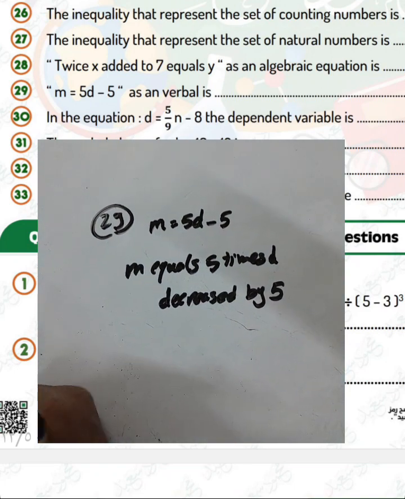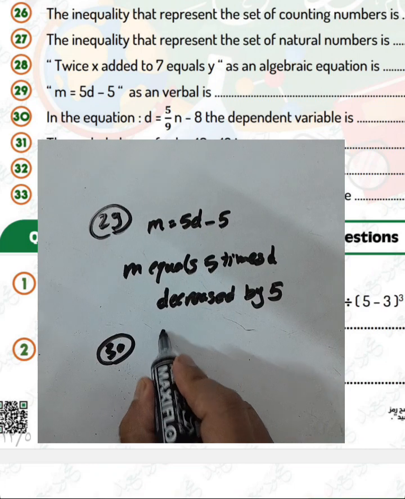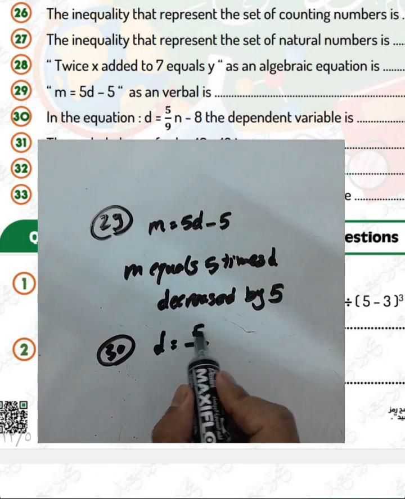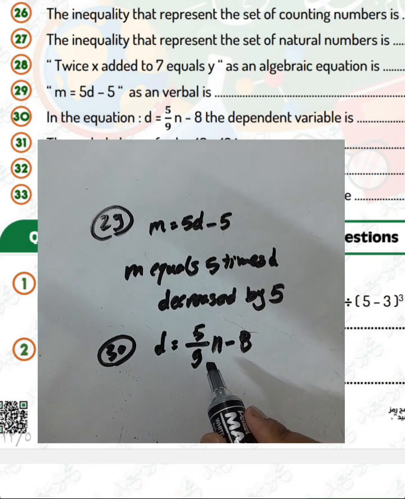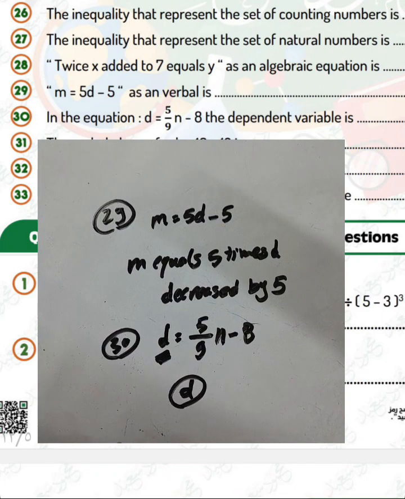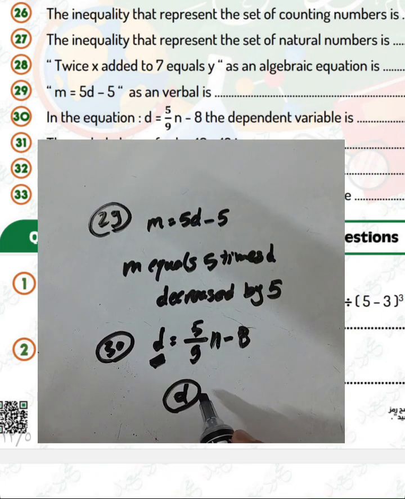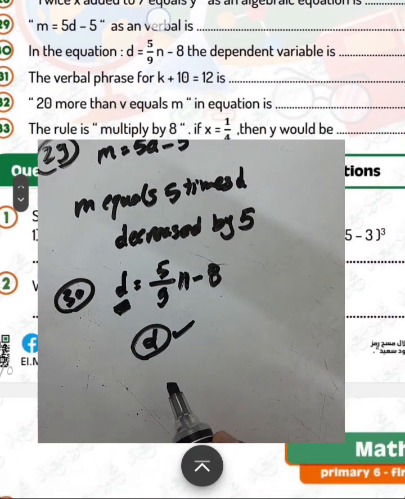Question 30. In the equation d equals 5 over 9 n subtract 8, the dependent variable will be d. D is dependent and n is independent. Okay, it says write d in the space. Okay, d here is dependent.